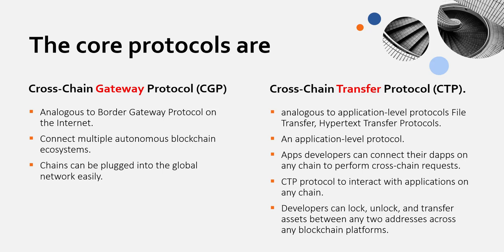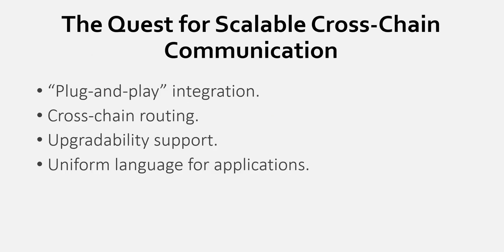Cross-Chain Transfer Protocol, CTP. This protocol is analogous to application-level protocols such as file transfer and hypertext transfer protocols on the Internet. It is an application-level protocol stack that sits on top of routing protocols, such as CGP and other routing technologies. Application developers can connect their dApps on any chain to perform cross-chain requests. Users can use the CTP protocol to interact with applications on any chain using simple API calls analogous to HTTP GET and POST requests.